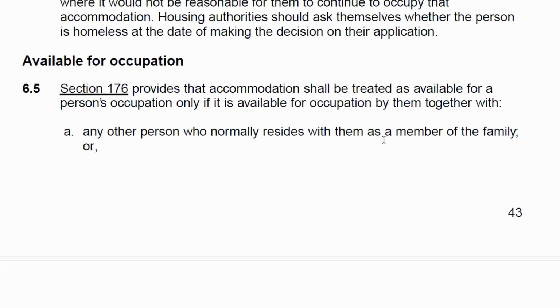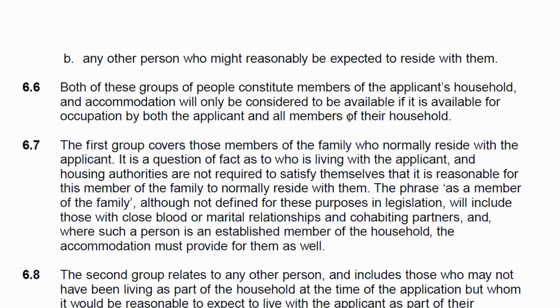Available for occupation. 6.5. Section 176 provides that accommodation shall be treated as available for a person's occupation only if it is available for occupation by them together with A, any other person who normally resides with them as a member of the family, or B, any other person who might reasonably be expected to reside with them. 6.6. Both of these groups of people constitute members of the applicant's household, and accommodation will only be considered to be available if it is available for occupation by both the applicant and all members of their household.